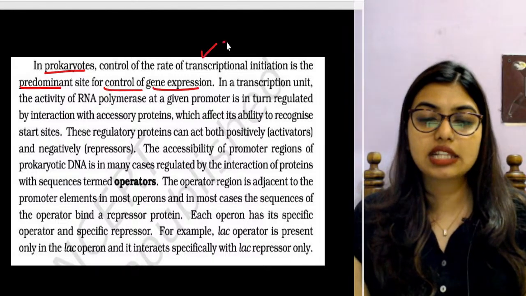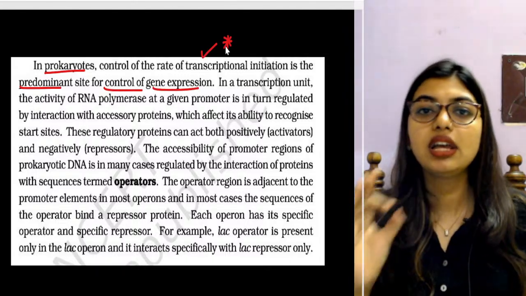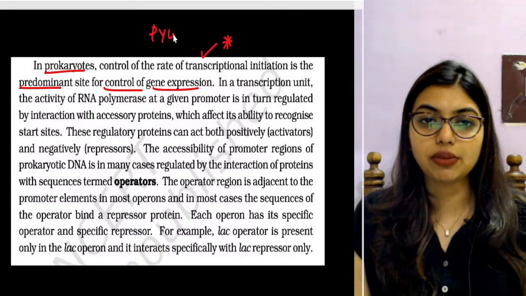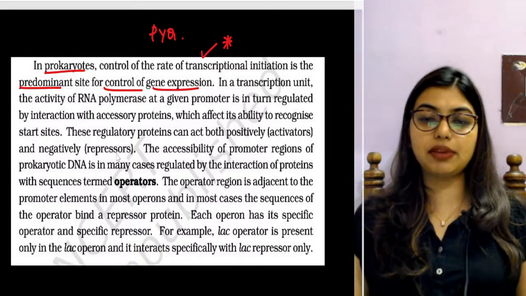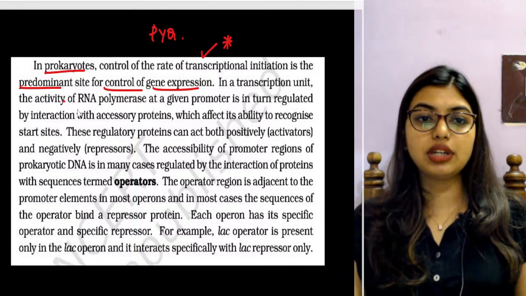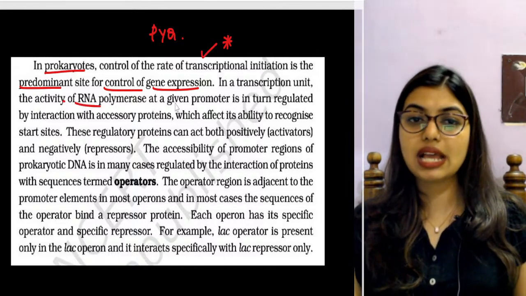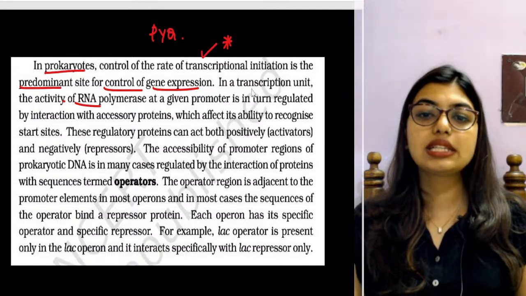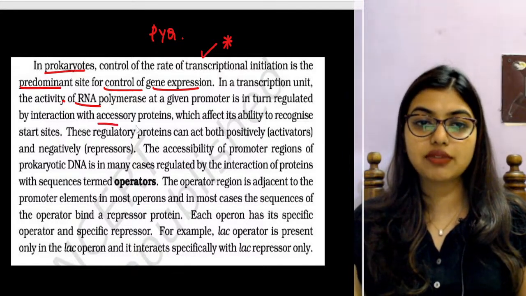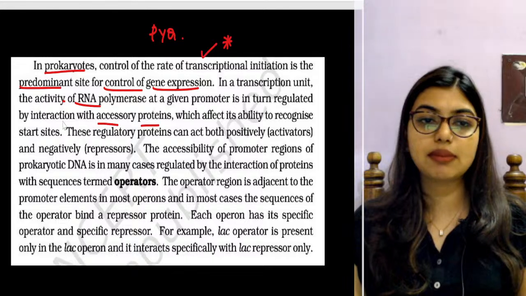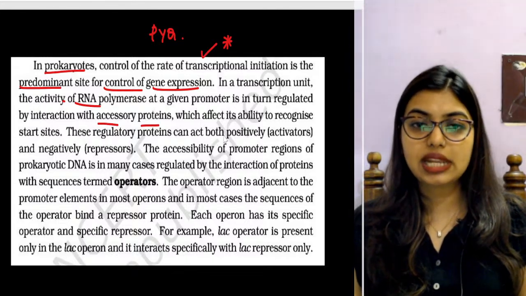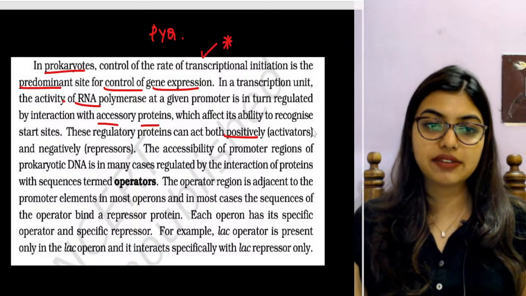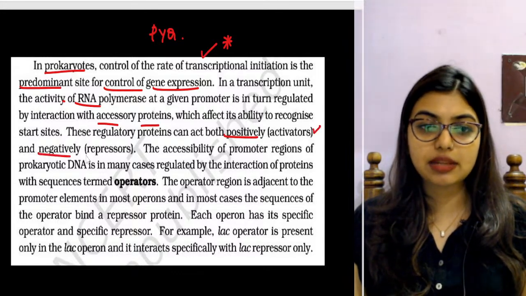That means transcription is the initial place where this can happen, and this is a PYQ. Okay, this is a PYQ. If you have ever seen it, you will know that this is the PYQ. In transcription unit, the activity of RNA polymerase at the given promoter is in turn regulated by the interaction with accessory proteins, which affects its ability to recognize the start sites. These regulator proteins can act both positively, that is as activators, and negatively as repressors.